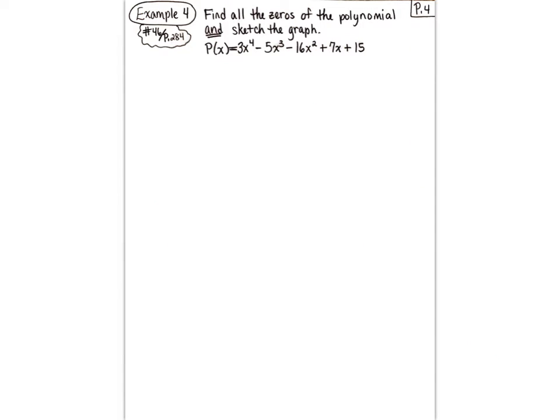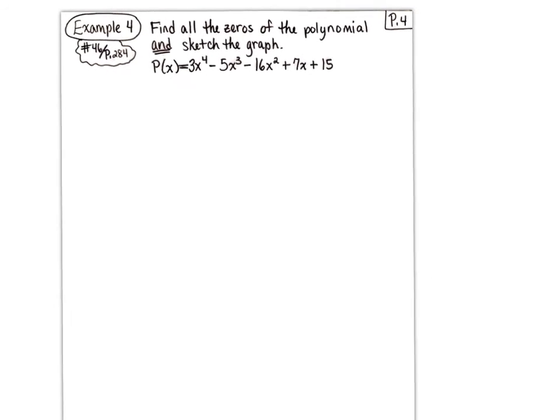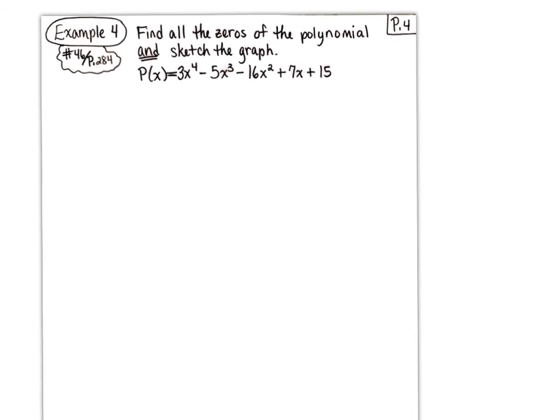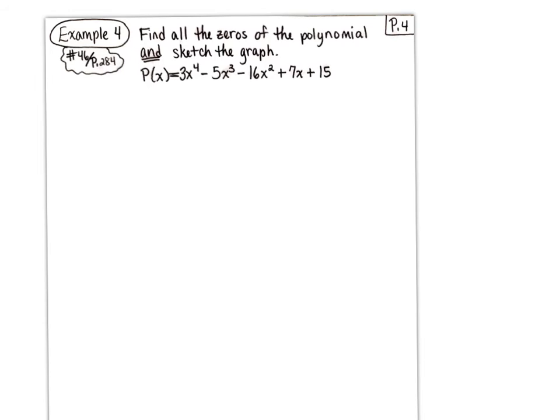So example 4. We are going to find all the zeros of the polynomial and sketch the graph.